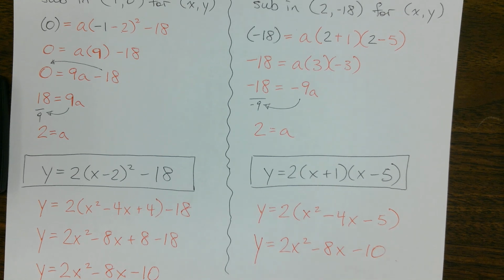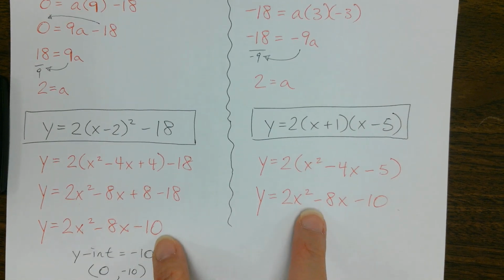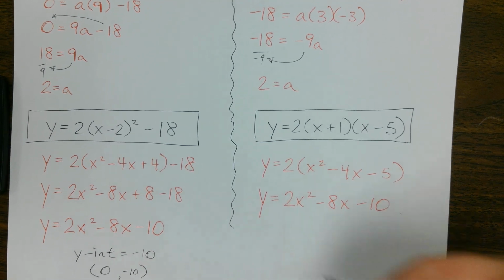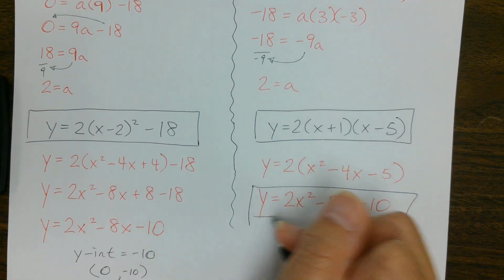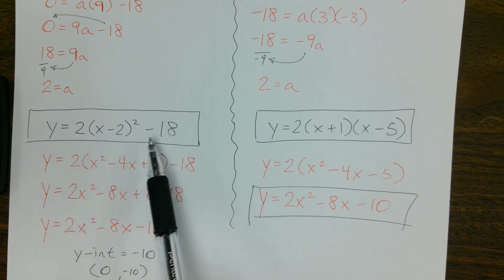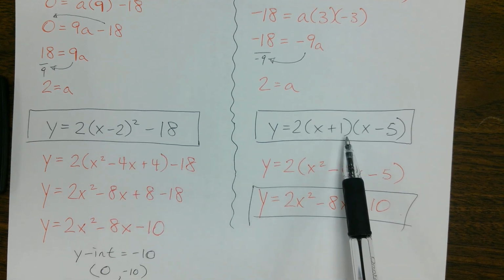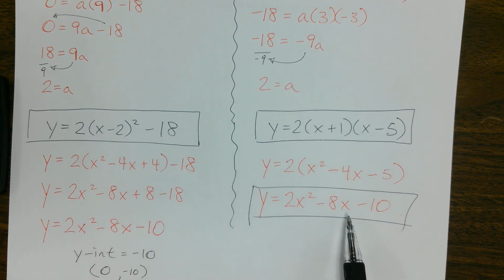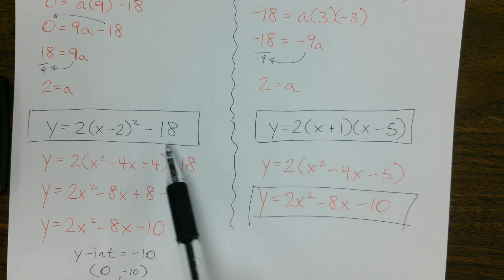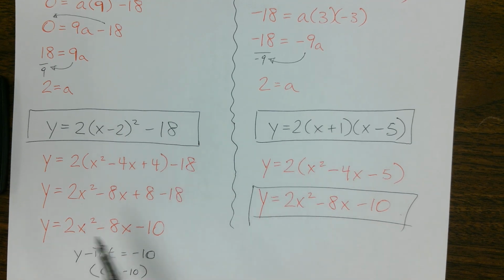What did you get? Should I say? Same thing. So there you go. Vertex form, factor form, standard form. So you see how it's the same parabola. All you did was interchange between them.